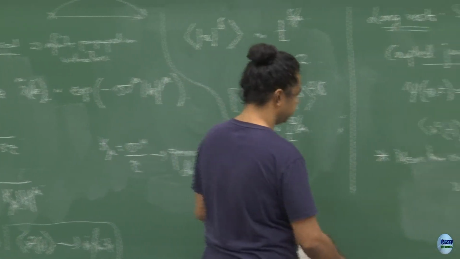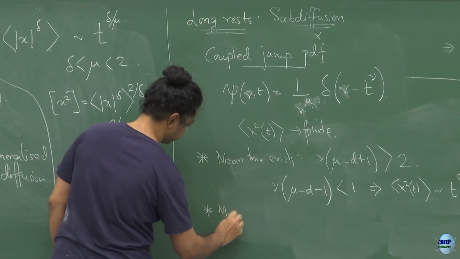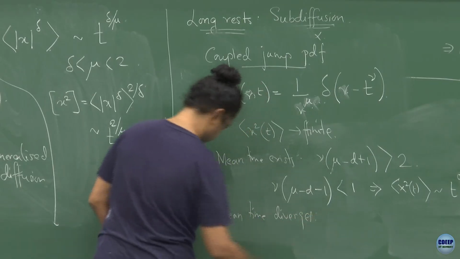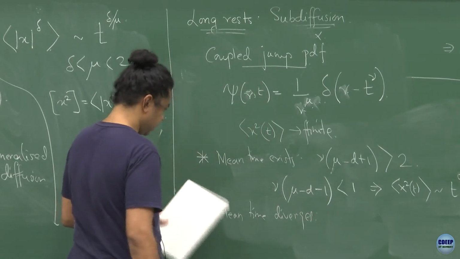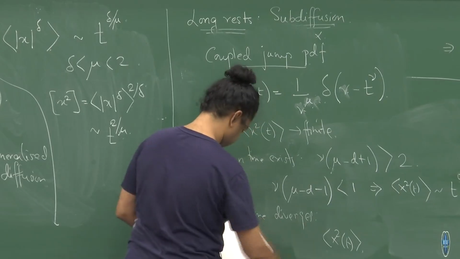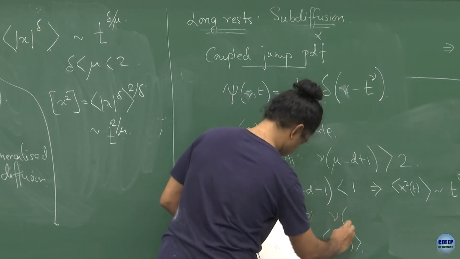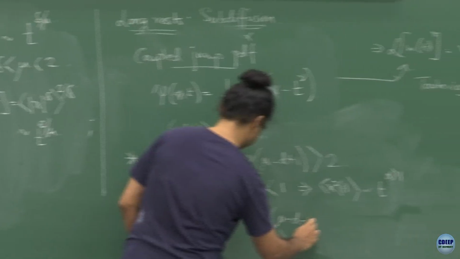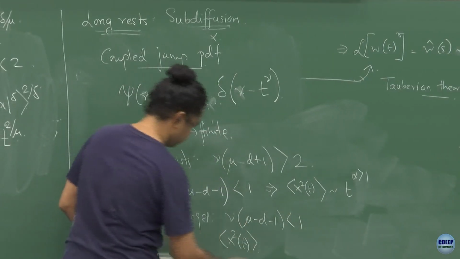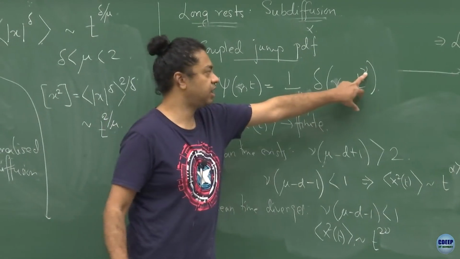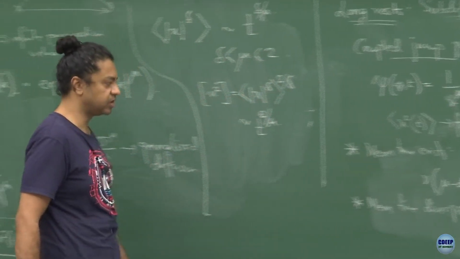Or again, if the mean time diverges, it does not exist, then you can show that this MSD x square versus time, up to certain conditions, if nu into mu minus d minus 1 is less than 1, goes as t to the power of 2 nu. Therefore, that is super diffusion if nu is greater than half and subdiffusion if nu is less than half.